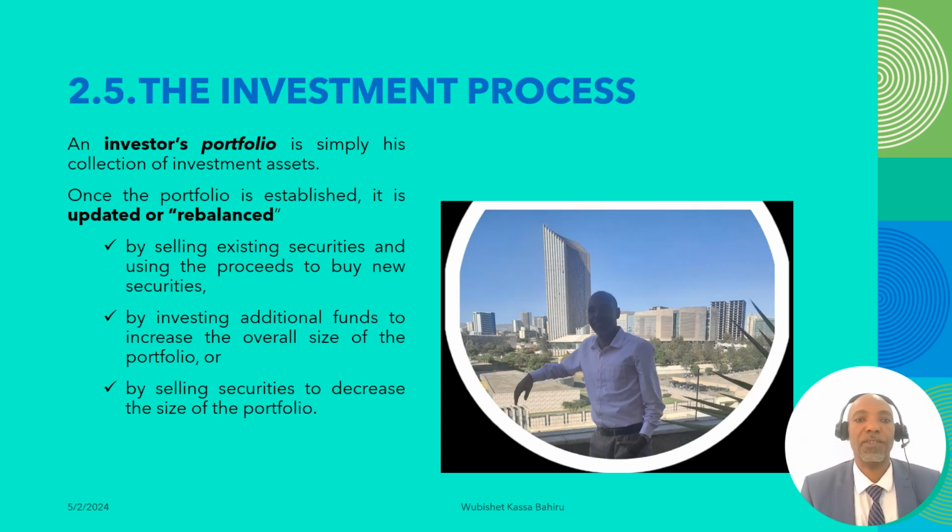So the investor portfolio, as we already discussed last time, is just the collection of investment assets. It is not a single kind of asset; rather, an investor can hold more than one asset. In a collective manner, we call it the portfolio. Once the portfolio of the investor is constructed, it's not static. Rather, there is dynamism in the investment environment, so it needs to be updated or rebalanced because of the following three points.